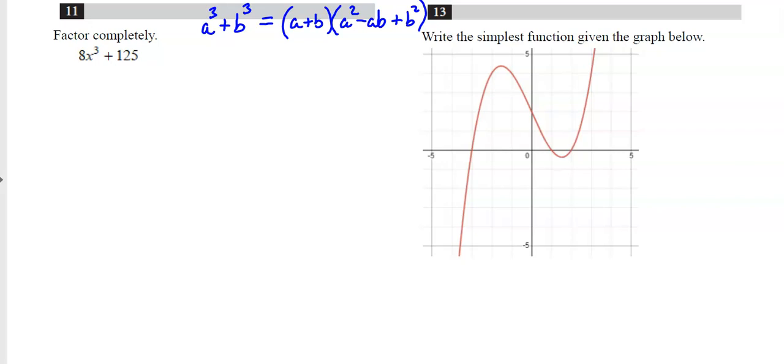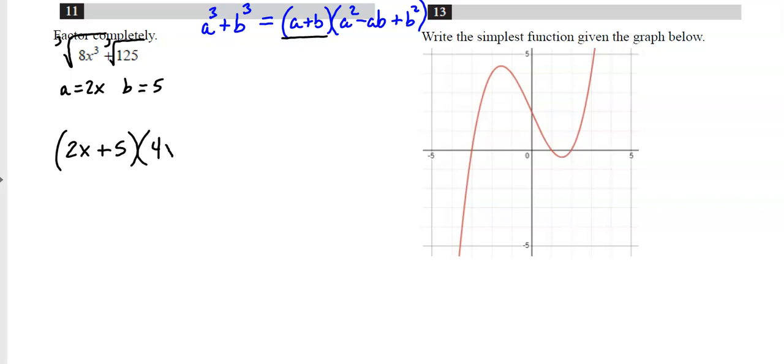So I look and say, well, if I take the cube root of both of these, basically my a is 2x and my b is 5. A is 2x, b is 5. So just filling out the pattern, if a is 2x and b is 5, so that's this piece. Well, now I have to do 2x squared, 2x times 2x. So that's 4x squared, minus a times b. Well, a times b would be 10x. And then plus b squared, that's a 25. And there we go. So we have factored that completely.